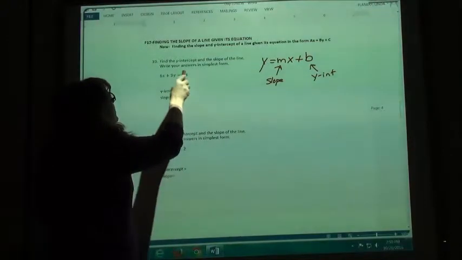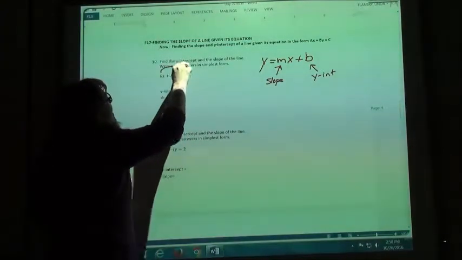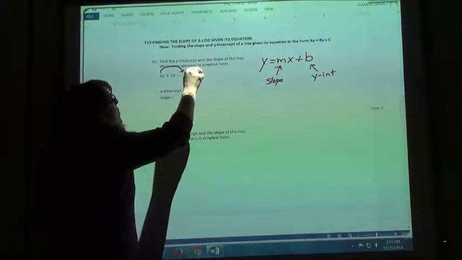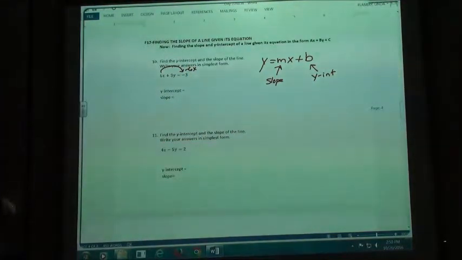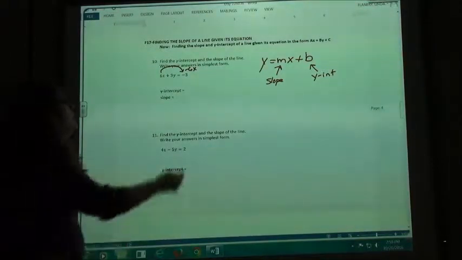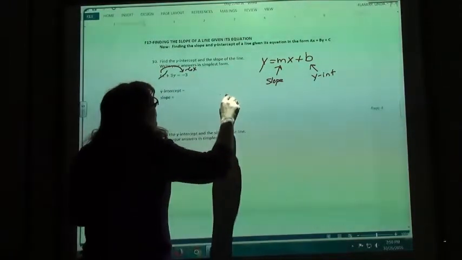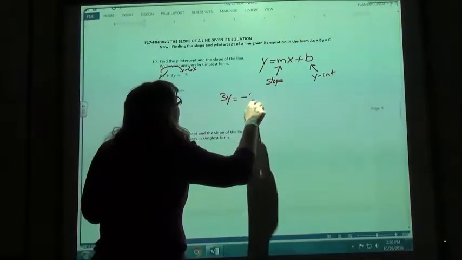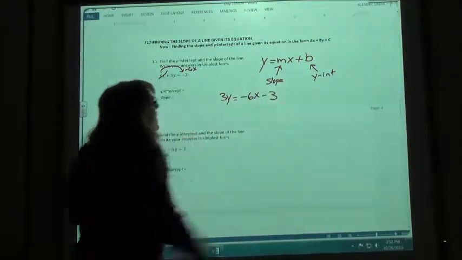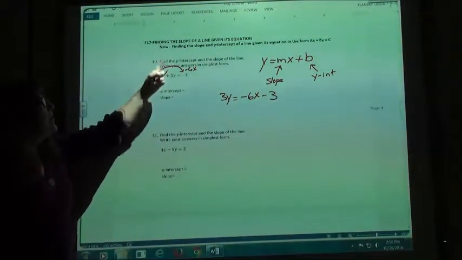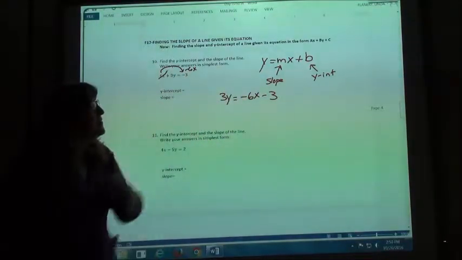So if I'm going to solve this for y, I need to move my 6x to the other side, and when I do that, it's going to become a negative 6x. Because in my slope-intercept form, I want the x first, I'm going to write it first. So I'm going to have 3y equals negative 6x minus 3. When I took my 6x and moved it over, it became negative 6x.